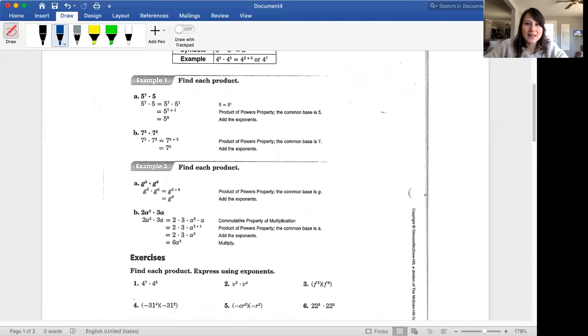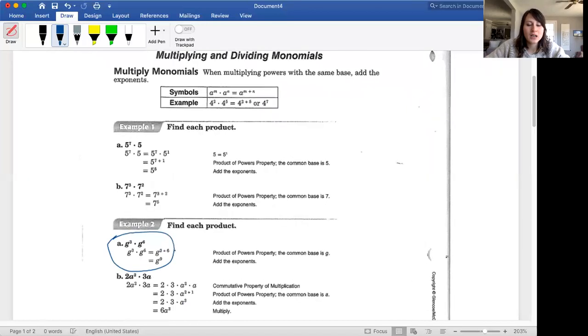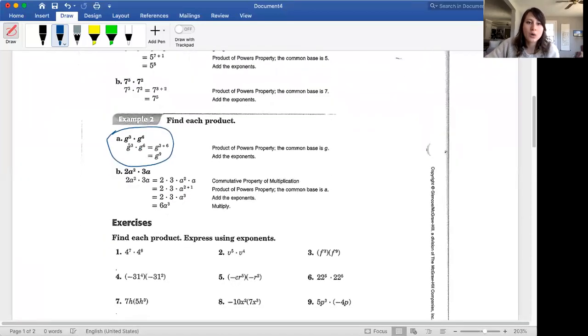We're going to apply this to monomials that are being multiplied, and also to some problems with variables. Look at example 2 here. Even if you have variables to a power, if they are the same base, we can add those exponents. So 3 plus 6 is 9, which would be g to the ninth power. Be careful though: if you have different variables, you can't just add those exponents.